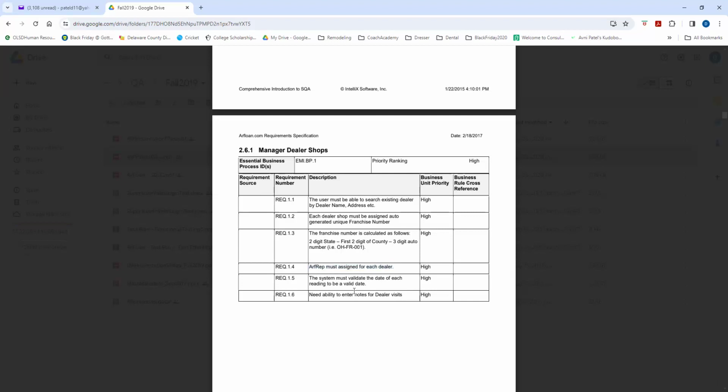Then there is a notes capability that they wanted, as part of managing the dealer shop. Every time you visit, you want to be able to capture notes in the system about what activity you did while you visited that dealer. So an ARF rep, when they're signing up a dealer, will say this dealer is going to provide this kind of services. Let's make sure that all of that is set up accordingly.